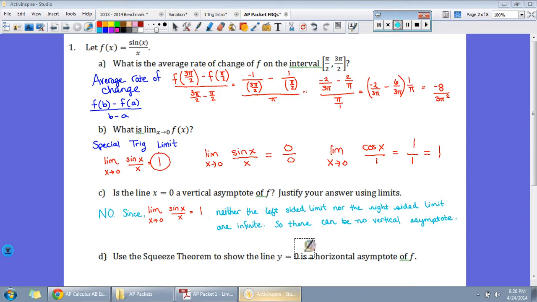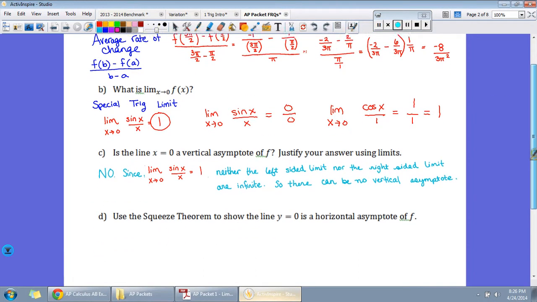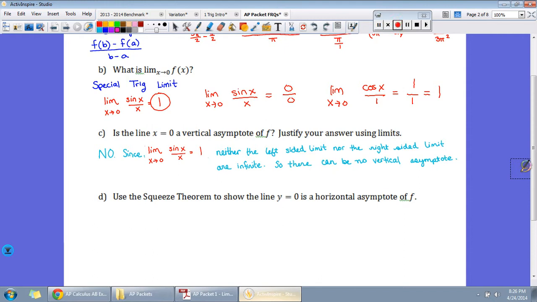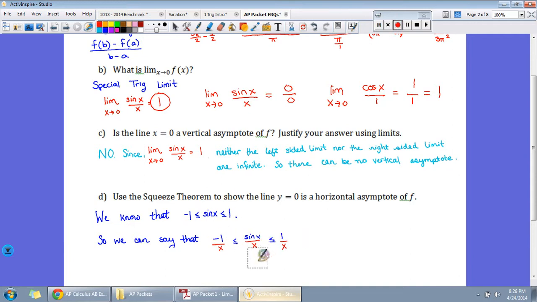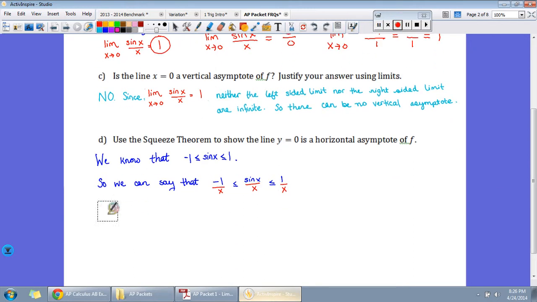The squeeze theorem is used to show that sine x over x is really between two functions. And what we can do is say we know that the range of sine of x is between negative 1 and 1. So we can say that if you divide everything by x, sine x over x is going to be between negative 1 over x and positive 1 over x. Therefore, we can take the limit as x approaches infinity of both negative 1 over x and positive 1 over x. Both of those are 0.